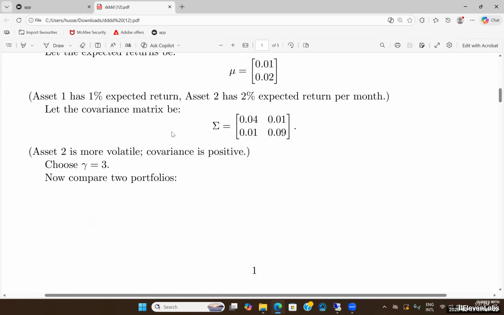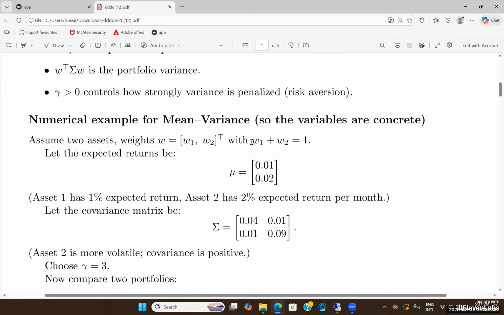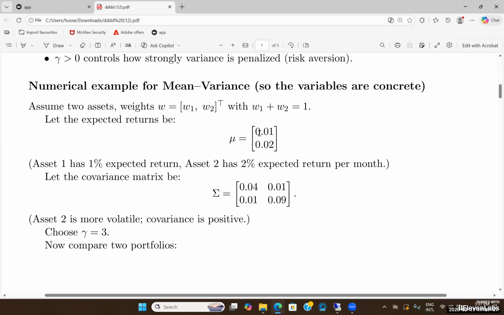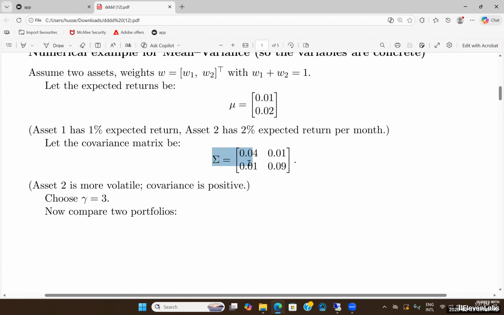Let's consider a scenario where we possess two distinct assets. Our initial asset yields an annual return rate of 1%, while the second asset provides a return of 2%. This return could be calculated annually, or perhaps monthly, or even daily, depending entirely upon the frequency of your available data. And let's assume that we have this variance covariance matrix. The variance of the first asset is 4%. The variance of the second asset is higher. And the covariance is positive, and its value is 1%.